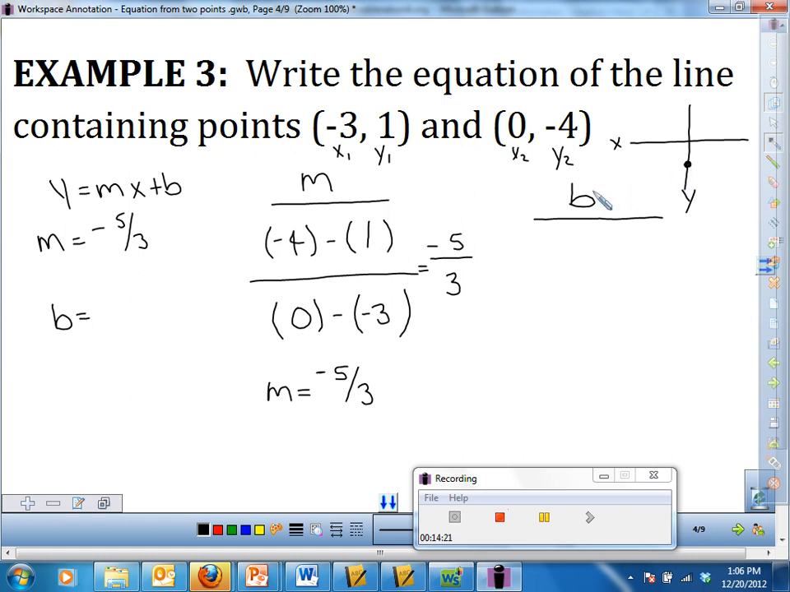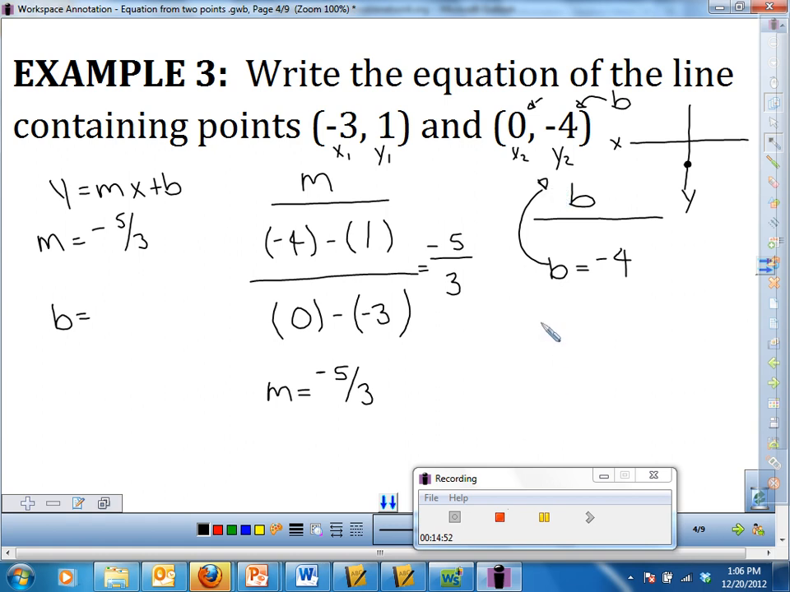When your point has an x value of 0 like this, that means that this number is b. This is b. So a shortcut we can use is when we see a point that has an x value of 0, we know that the y value is b. So in this example, we don't have to solve for b. We just know because of this point that b is negative 4.